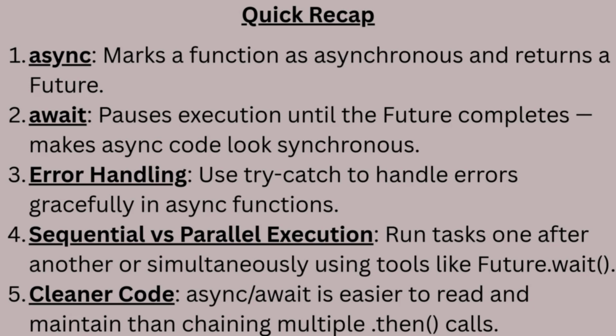Fourth, you can run tasks sequentially or in parallel based on your needs. If one task depends on the result of another, you wait one after the other. But if two tasks can run independently, like making coffee and toast, you can run them in parallel using tools like Future.wait. And finally, this approach is way cleaner and easier to manage than chaining multiple then calls. Your logic becomes straightforward, readable, and much easier to debug. So, async and await: super powerful tools for writing non-blocking, efficient, and modern Dart code.